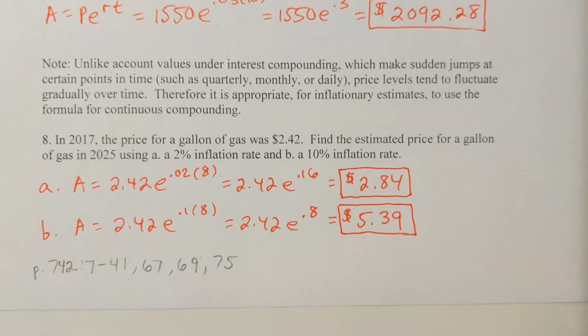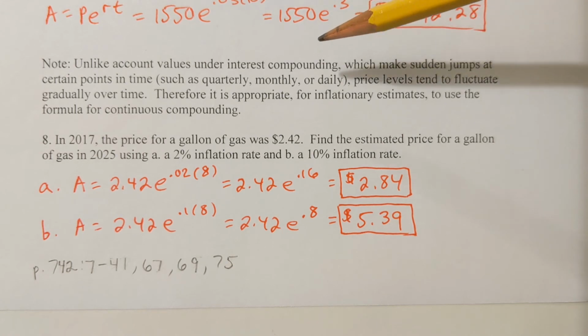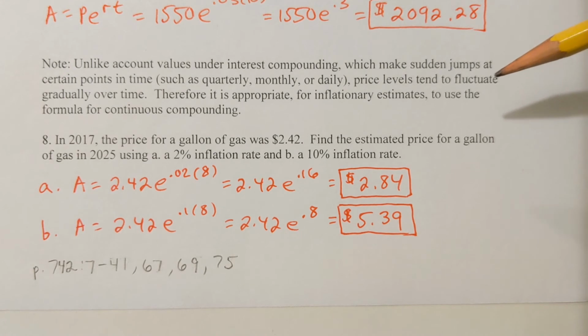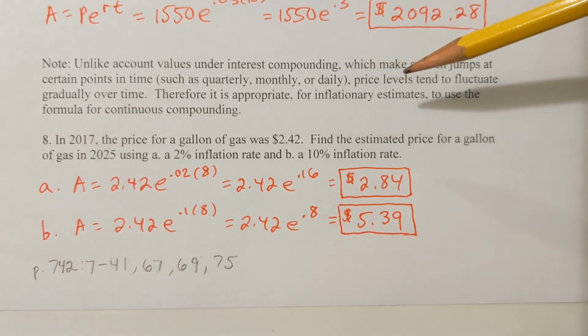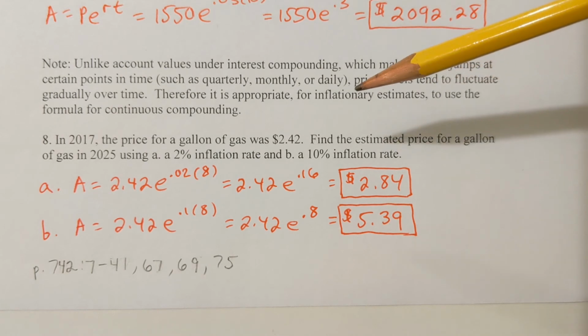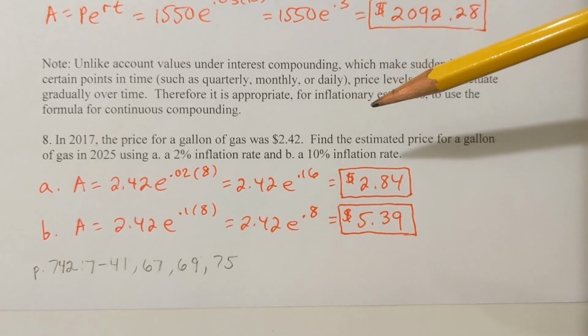Unlike account values under interest compounding, which make sudden jumps at certain points in time, such as quarterly, monthly, or daily, price levels tend to fluctuate gradually over time. Therefore, it's appropriate for inflationary estimates to use the formula for continuous compounding.